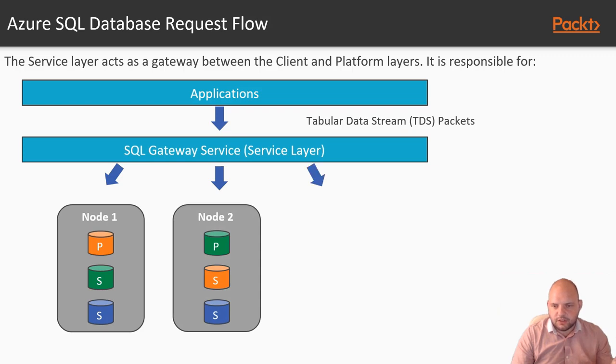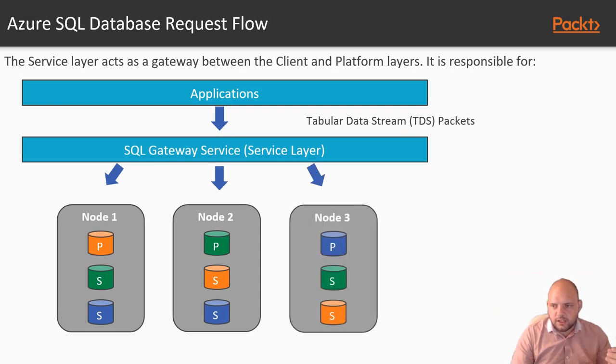So in the diagram we've got here, we've got our three nodes. The platform layer has three nodes, which we've called node 1, 2, and 3. Each node has a primary replica of a SQL database and two secondary replicas of two different SQL databases from two different physical servers. The SQL database can fail over to the secondary replica if the primary replica fails. Therefore, we have high availability built into our Azure SQL database.